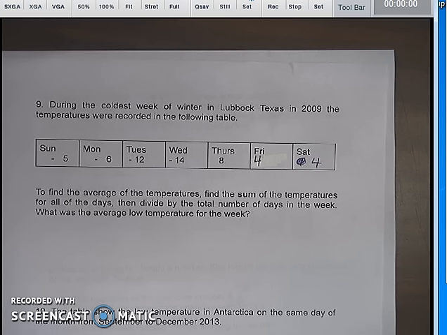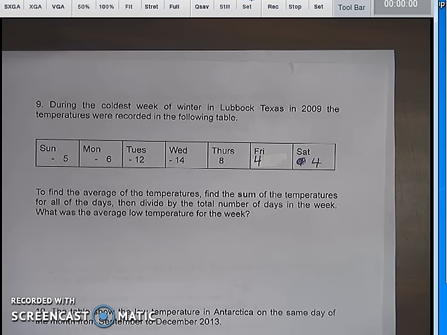To find the average. Okay, you did average last year in 5th grade. It might have been called something like the mean. The average is the mean of the temperatures. And right here, in case you don't remember, it gives you a little blurb about it. To find the averages of the temperature, you find the sum of the temperatures for all of the days, and then divide the total number of the days in the week.